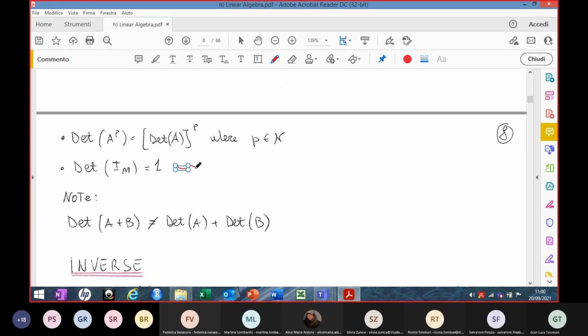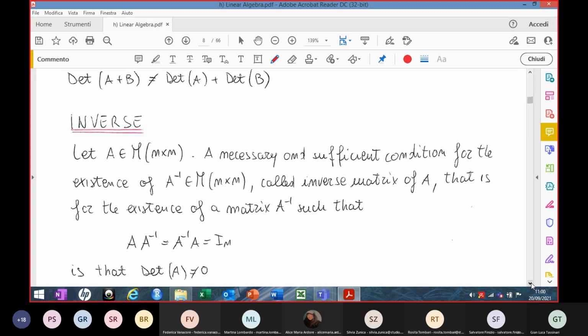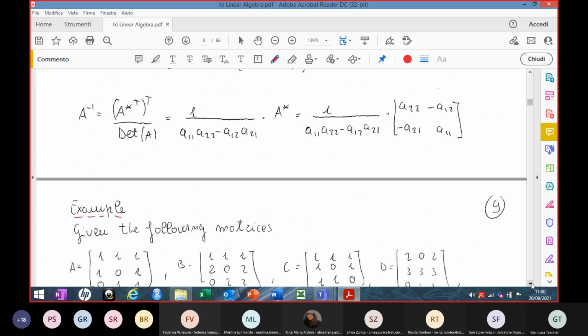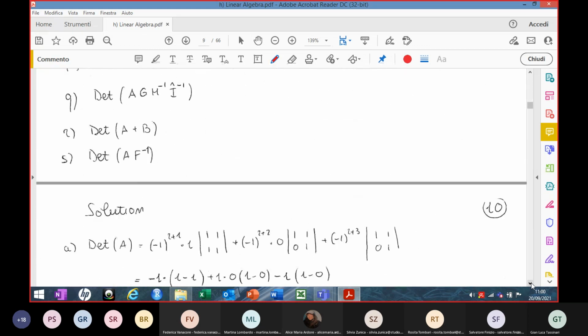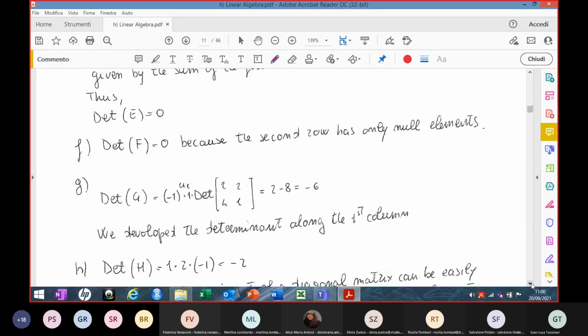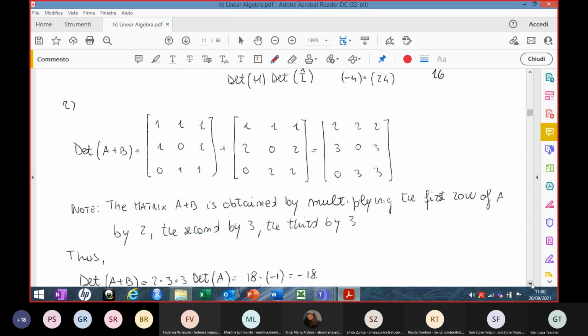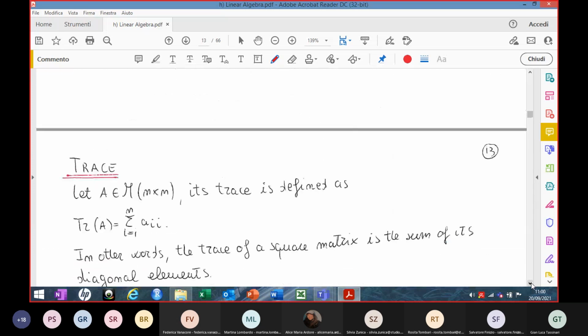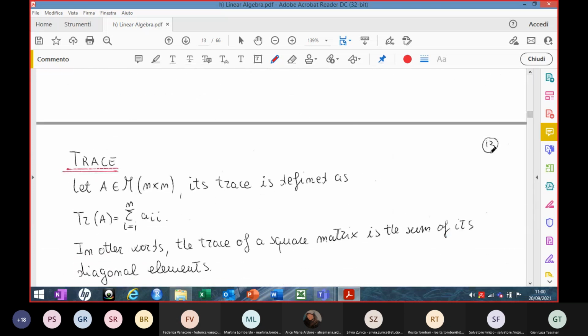I wrote it later, but it's another important property. This property establishes that the determinant, let me go on. So maybe you don't have to write. Let me go on. Skip for the moment this part. Skip for the moment the exercise. We will do them in a moment. The last 5 minutes. I go here because I want to tell you something else and the property. Okay. I want to tell you something else.